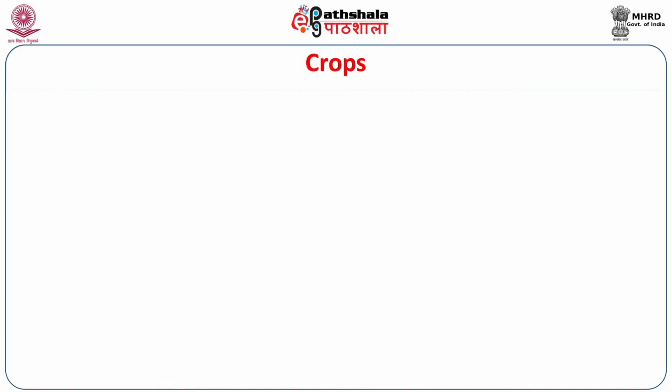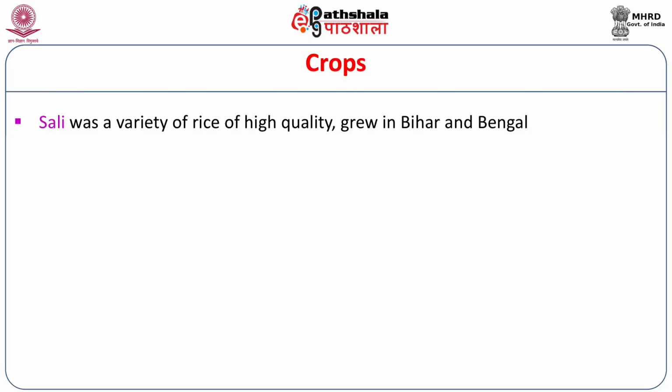Now, the crops of the Gupta period. Most of the references to the crops we find in the literary sources. For example, Shali. Shali was a very important variety of rice. This was a high quality rice which grew in Bihar and Bengal. We find references to the Shali variety of rice in the account of Xuanzang and also in the poems of Kalidasa. Xuanzang refers to the Shali rice which was offered to the respected guests of the Nalanda monastery, because this was a very high quality rice.